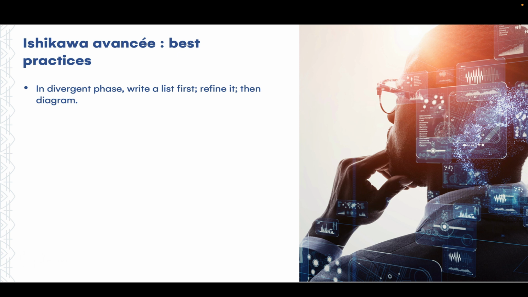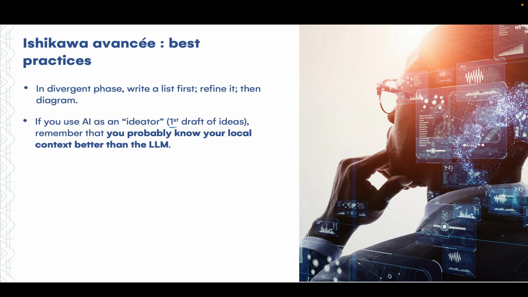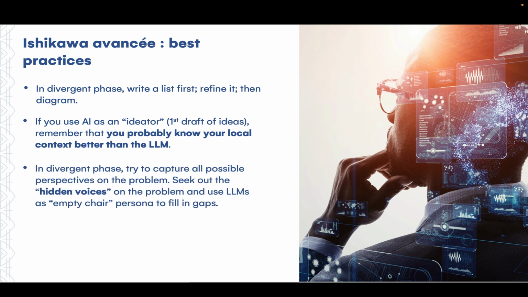So again, to summarize some best practices here, you want to write your list down in a notebook, refine it with the help of the LLM and the 5 why method, and then start putting it on a diagram using a good category set, the concept of MECE, mutually exclusive and collectively exhaustive. Keep in mind that as you're using AI, you probably know your local context better than the LLM does, right? So that's why you don't go to the AI first. Probably you have more local knowledge than the AI does, but the AI, because it's trained on all the data in the world, might have some ideas that escaped your attention, right? So this is why it's good to include it in this divergent phase.